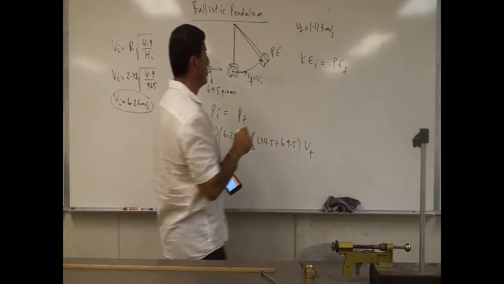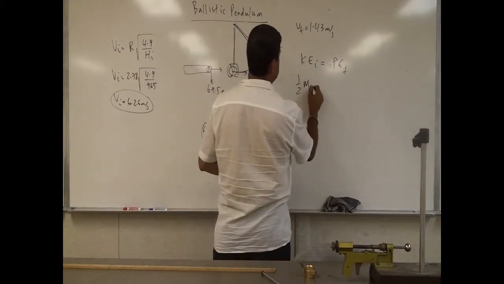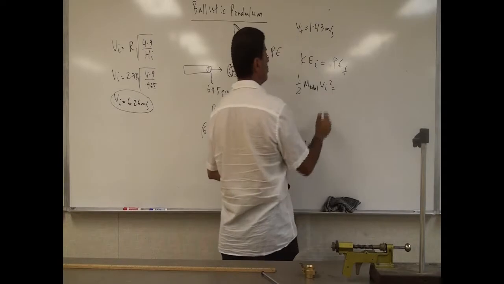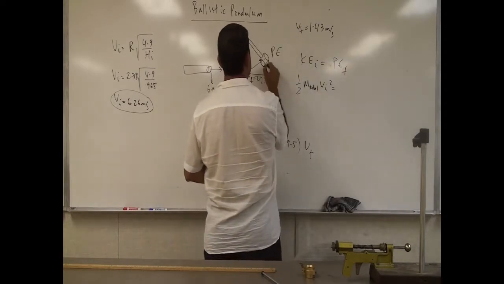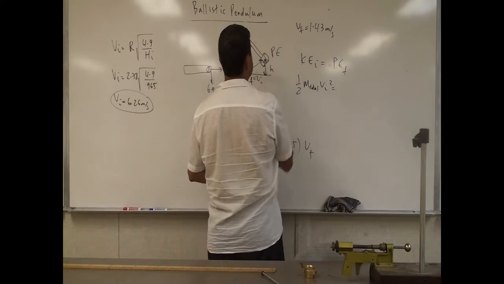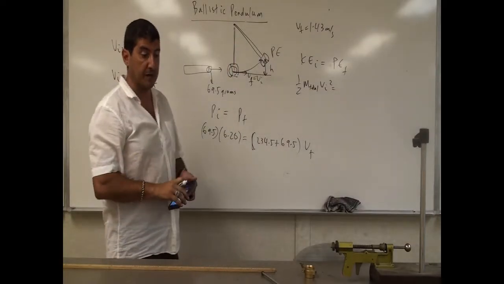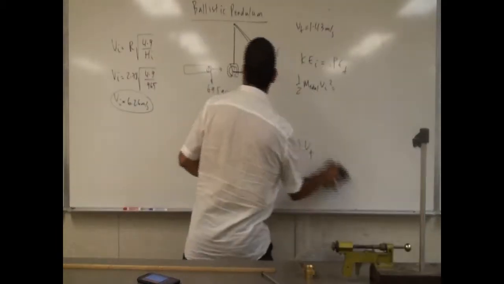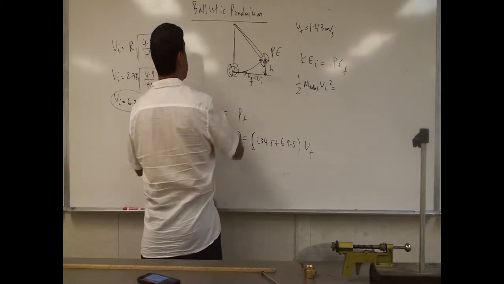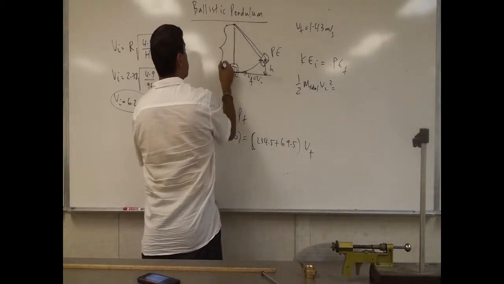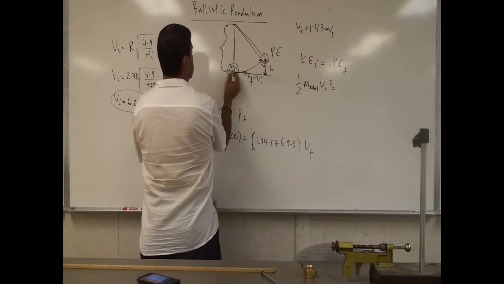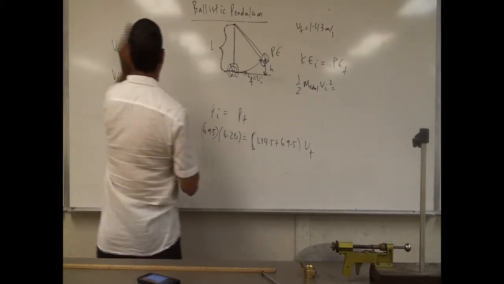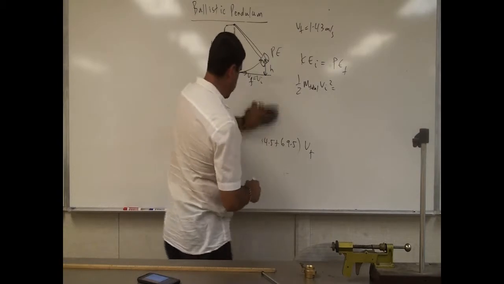So what is the initial kinetic energy? 1/2 times the total mass of the system, because they're combined, times the V initial squared. That's equal to the potential energy. Okay, the potential energy depends on the height, right? How high it goes up. So there's one other measurement I'm going to have to do. I'm going to have to measure the distance from the pivot point all the way to the center of this, right? All the way from the pivot to the center. So if I know that length, how do I calculate the height? So you do a little bit of math.